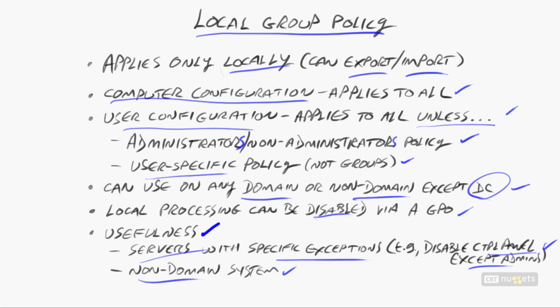Also, another thing to identify, just in terms of terminology, is that when we do this thing where we make an exception for administrators, non-administrators, or a specific user, this is what we call the multiple local group policy. Because in the past we've only had one local group policy. Now we can have the one that we have always had, plus we can add on to that the exceptions for administrators, non-administrators, or user-specific.